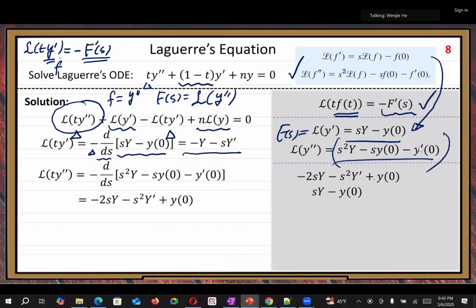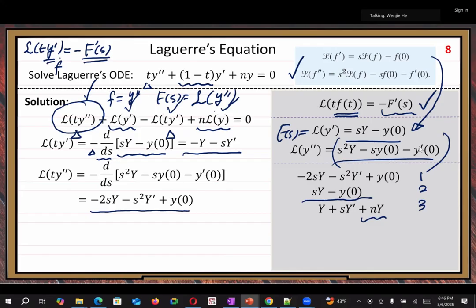So here we want to add together the 4 terms, remember? Term 1, term 2, term 3, term 4. The middle term is negative s times y of 0, for the Laplace transform of t times y double prime.